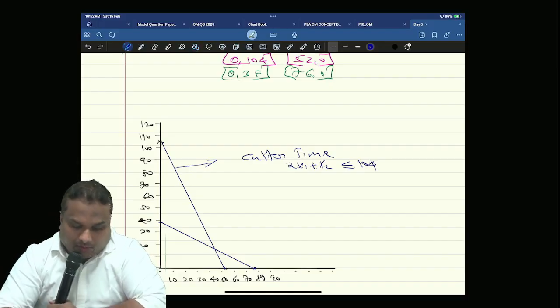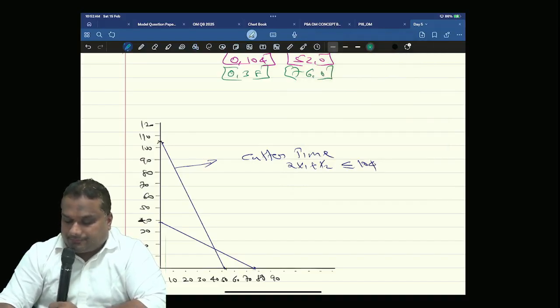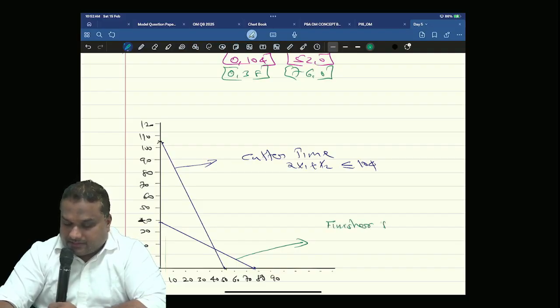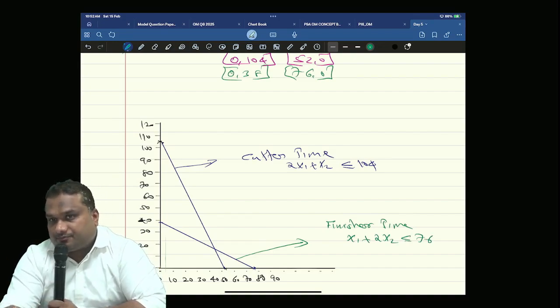Now look at the board. This is the finisher's time constraint. Finisher's time means x1 plus 2x2 less than or equal to 76. Have we done this? Can I continue? Everybody ready?